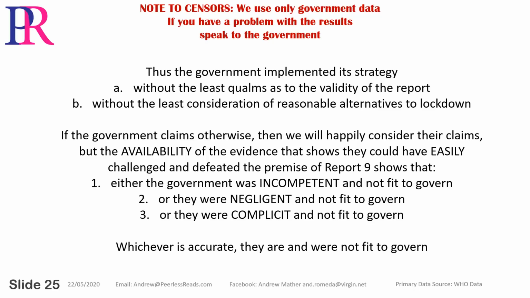Thus the government implemented its strategy without the least qualms as to the validity of the report, without the least consideration of reasonable alternatives to lockdown. If the government claims otherwise, then we will happily consider their claims. But the availability of the evidence that shows they could have easily challenged and defeated the premise of Report 9 shows that either the government was incompetent and not fit to govern, or they were negligent and not fit to govern, or they were complicit and not fit to govern. Whichever is accurate, they are and were not fit to govern.